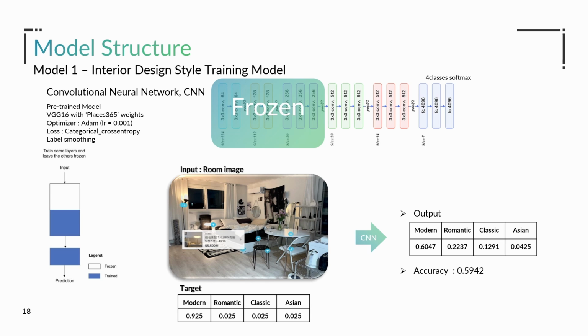Since style is not an objective fact, we use the label smoothing technique to make the target a little softer to increase the accuracy. As you can see, the input is the room image and the target is the style, and from this model we got an output representing the room style. The accuracy is 0.5942.